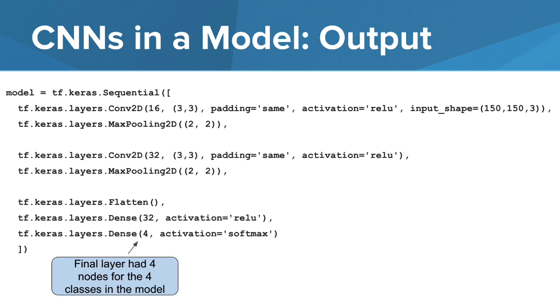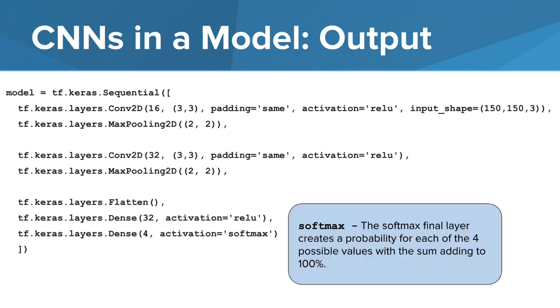Notice that this final layer now has 4 nodes because there are 4 different image categories. This final layer uses a softmax activation, which essentially forces the model to create 4 probabilities for each image, representing the 4 probabilities in each category. These values will sum to 100%, and the highest value will be the model's prediction.